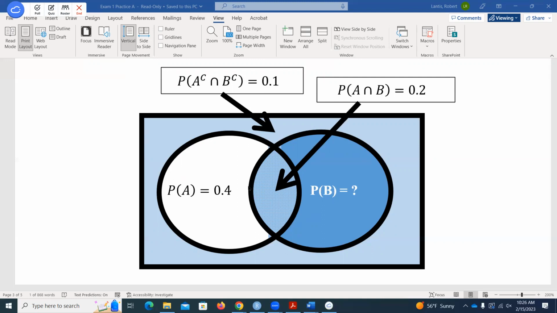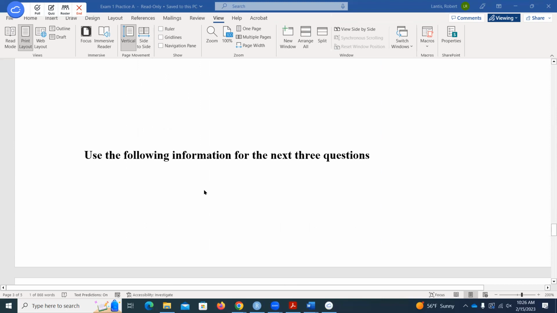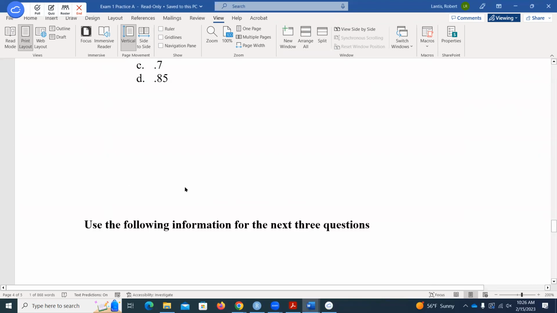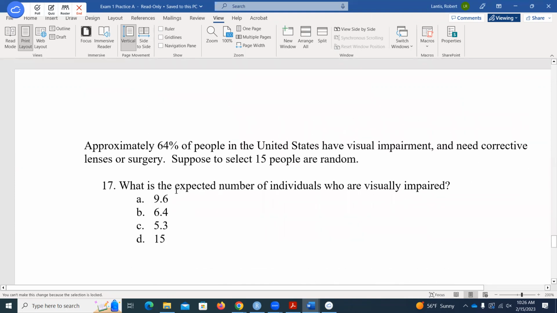A specific problem. Yeah, the binomial distribution one. All right, let's go down. Let's get this on the same page. So we've got approximately 64% of people have a visual impairment and need corrective lenses or surgery. Suppose you select 15 people at random. What would the expected number of individuals be who are visually impaired?